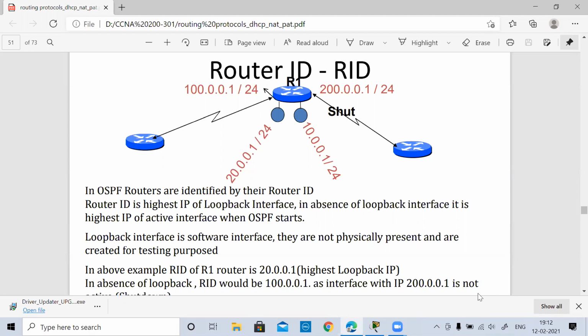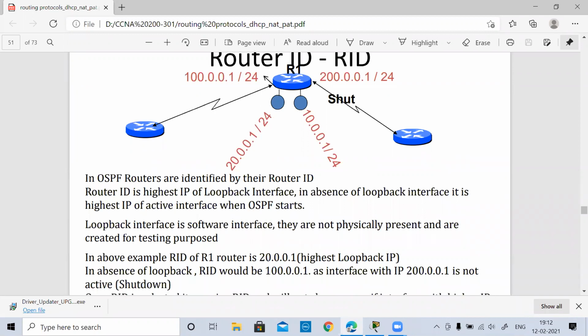Okay, so here you will see that I have router 1 with two interfaces, which is 100.0.0.1/24, and the other interface is 200.0.0.1/24. And there are two loopback interfaces or virtual interfaces, that is 20.0.0.1 and 10.0.0.1. So these are my loopback interfaces. So it says the highest one is going to be the router ID. So according to this, the highest is this. Okay, so this is going to be my router ID.